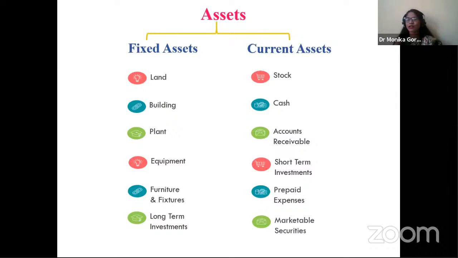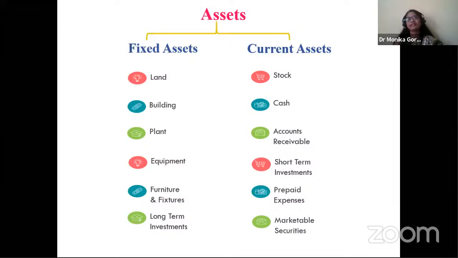Immediately you are not going to get the returns for that particular investment, like land, building, plant and machinery, equipments, long-term investments. This is the decision which is going to have its impact on the financial performance of the company over a period of time. If the decision of your capital expenditure, of your fixed asset goes wrong, it is going to have its negative impact on your financial statements.